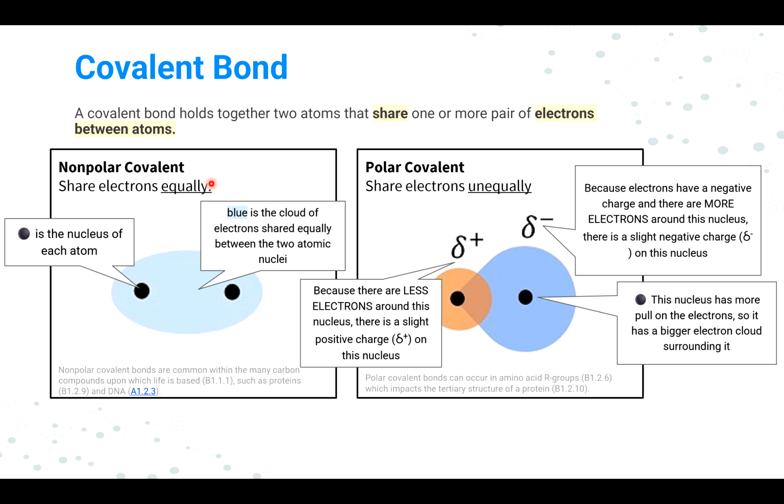So they are sharing the electron in such a way that at the end there is no charge formation on them. That is why they are a non-polar covalent bond.